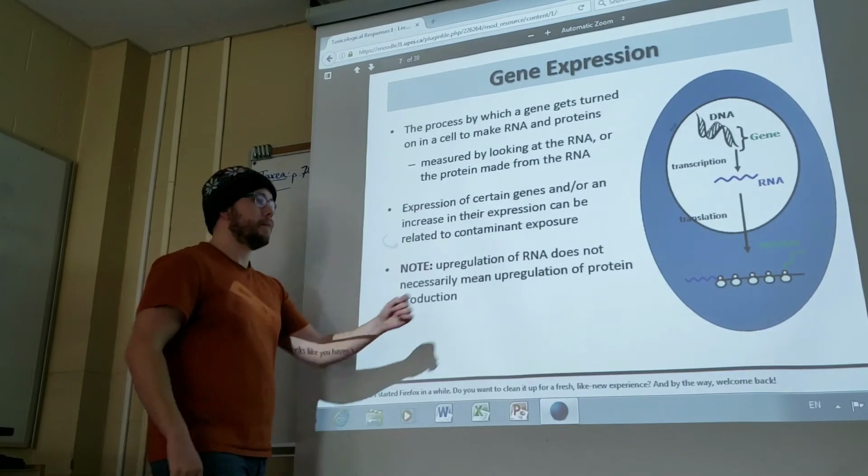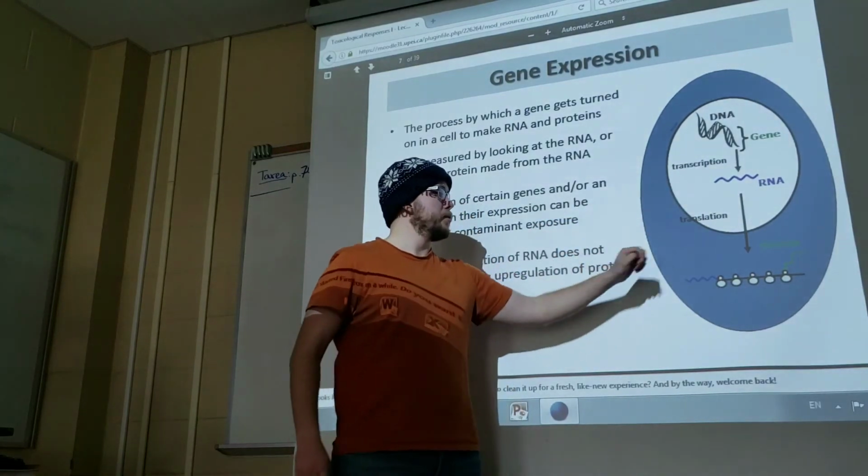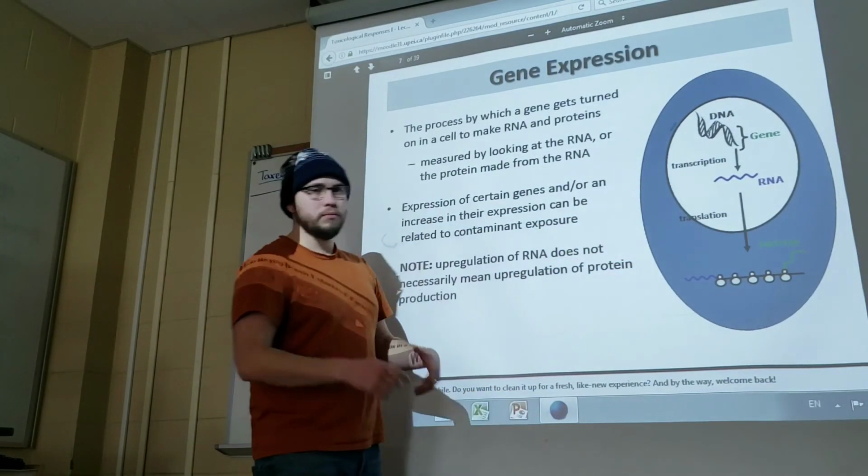Think about that. What we've got here is DNA, a gene; transcription leads to RNA, translation leads to protein. Protein leads to you.